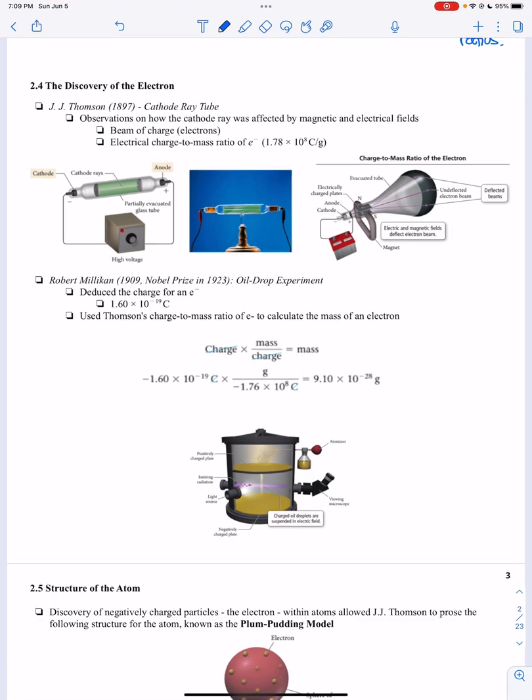Alrighty, hey AP Chemists, this is going to be the important information part 2-2. We're going to be looking at atomic structure.